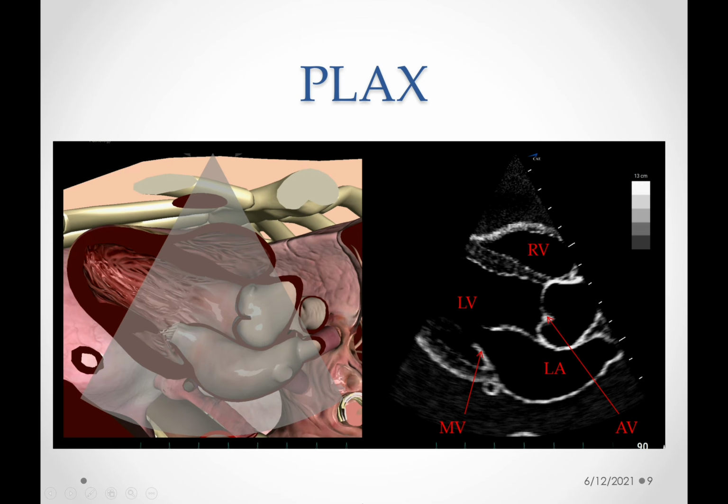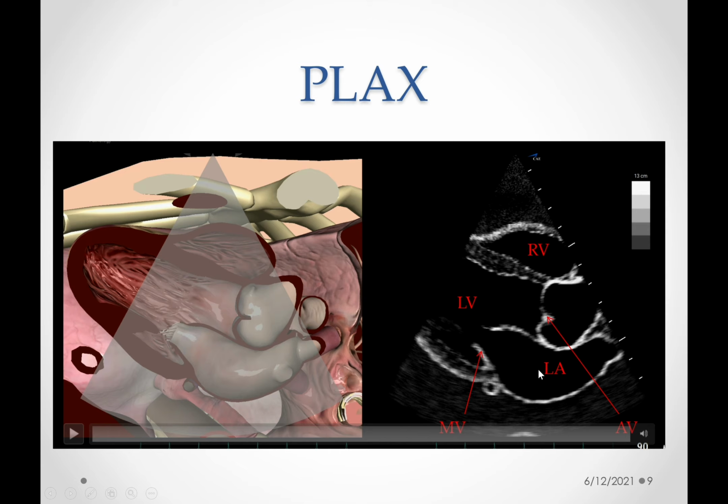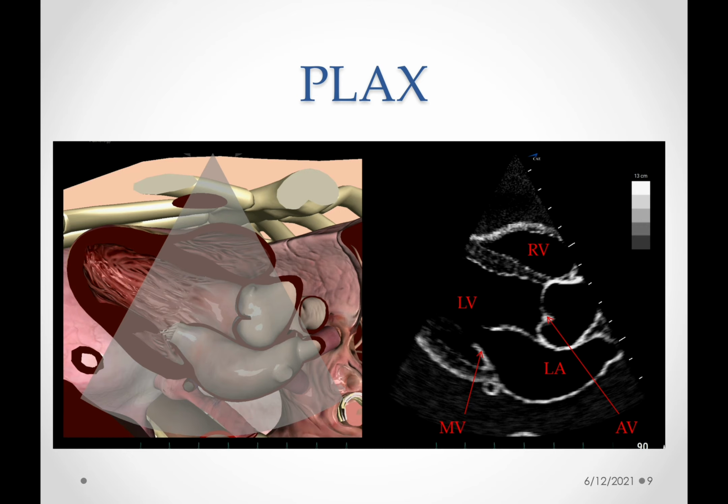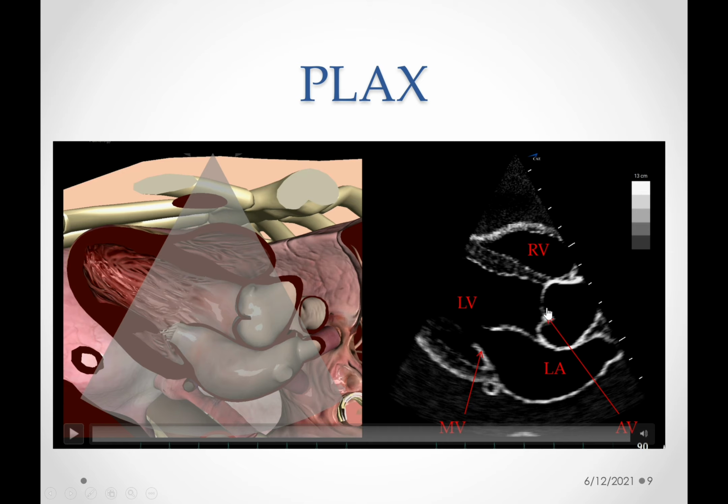This is a picture from a simulator. Again, on the lower right, you will find the left atrium, and then the mitral valve. On your left side, you'll find the left ventricle, and that arrow there is the aortic valve, and this is the aorta, and on the top side of the screen, you will find the right ventricle.